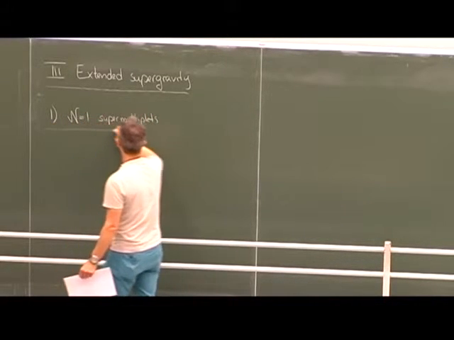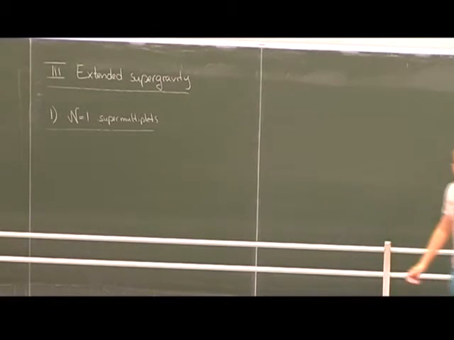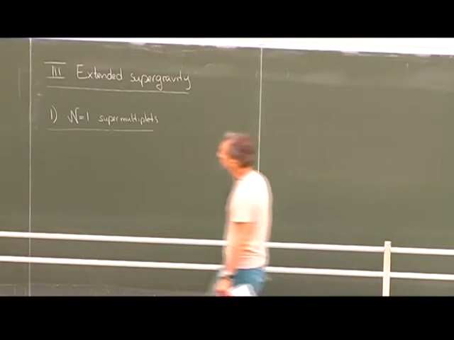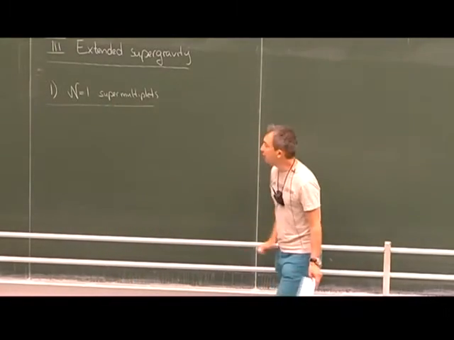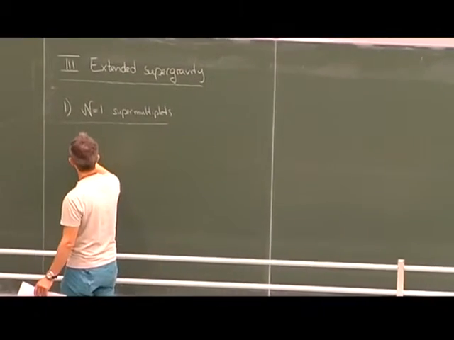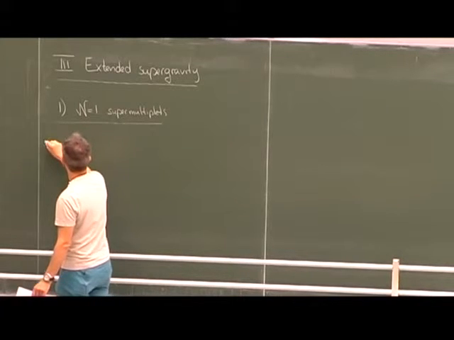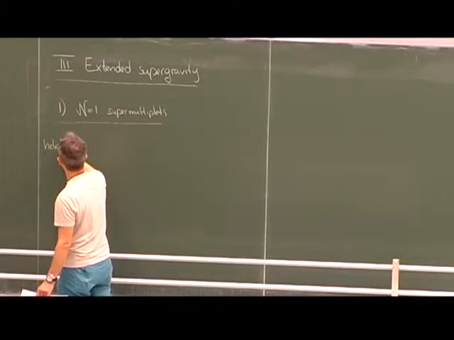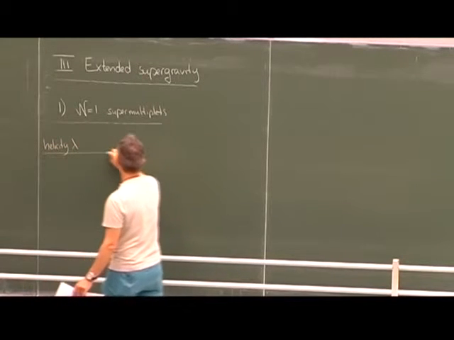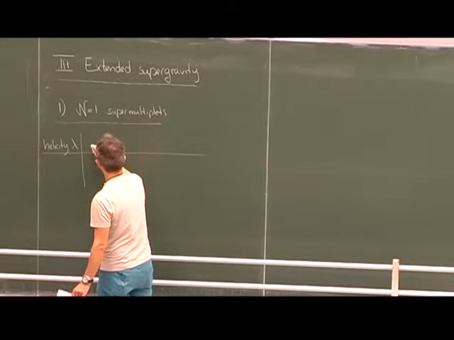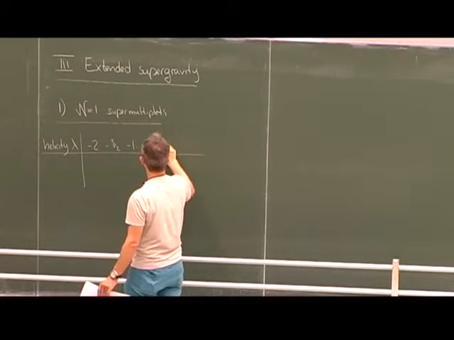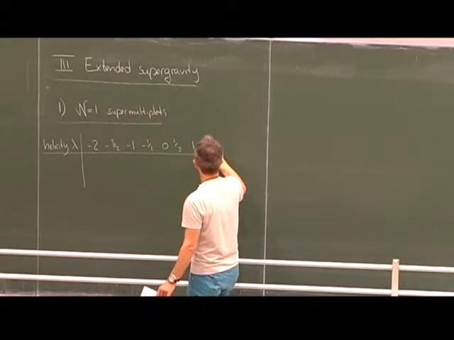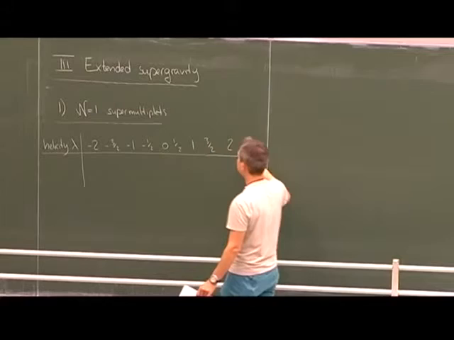And those are easily classified, so those are representations of the super Poincare algebra in 4 dimensions. You may have seen them. They have a very simple form. So, in terms of the helicity of a 4-dimensional field, which can range from -2 to +2.